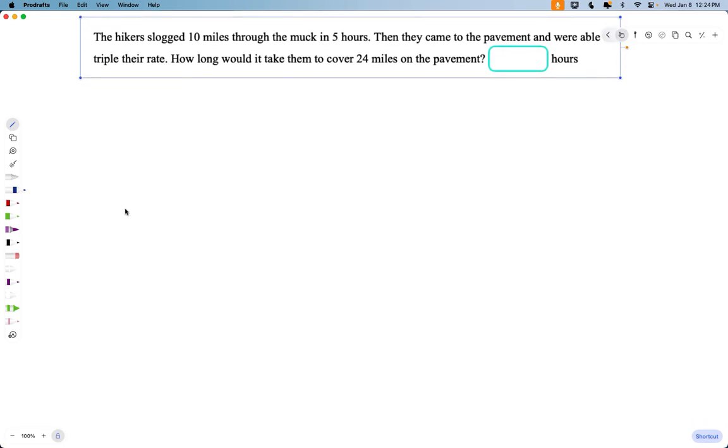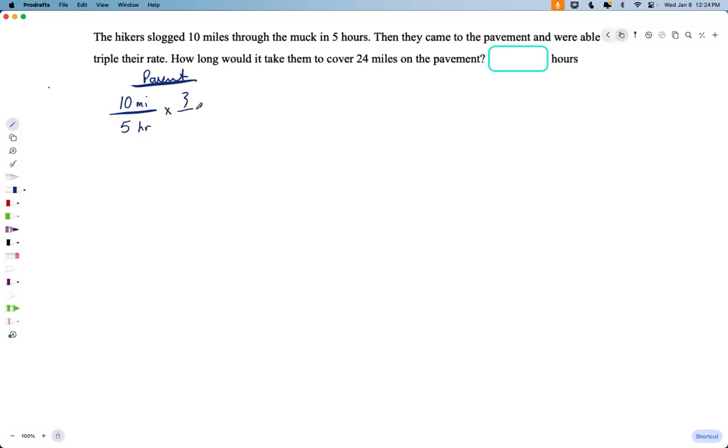Okay, so the hikers slogged 10 miles through the muck in 5 hours. So that is a ratio. You've got 10 miles in 5 hours. There's your first ratio. Then they came to the pavement and were able to triple their rate. So their next rate, how long would it take them to cover 24 miles on pavement? So now their pavement rate is times 3 over 1. So now they can go 30 miles in 5 hours.